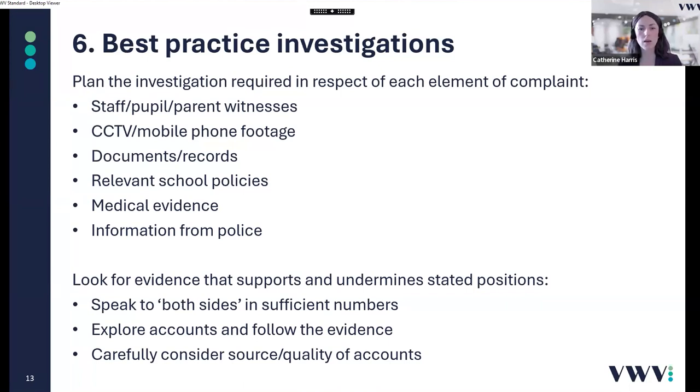Just a final point, investigations can be very time consuming, so do make sure that you set aside enough time to undertake the investigation and produce an investigation report. The whole process might take weeks, depending on the nature of the complaint and how many issues the parent has made. And if there's any reason that the school can't meet the deadlines set out in the complaints policy, then they need to inform the parent of this and the reasons for the delay.